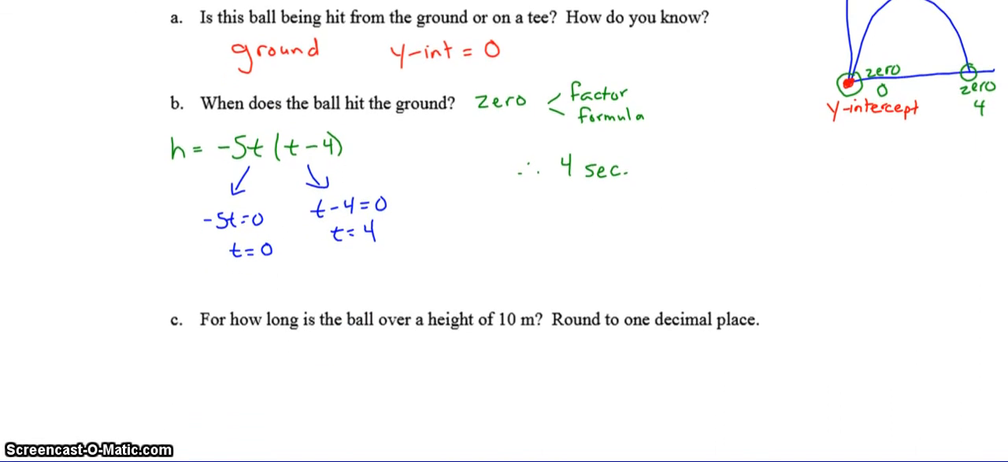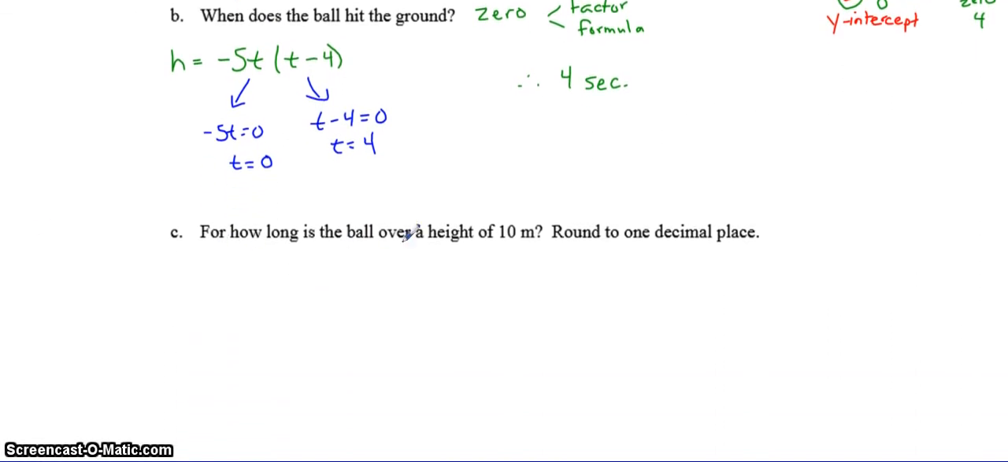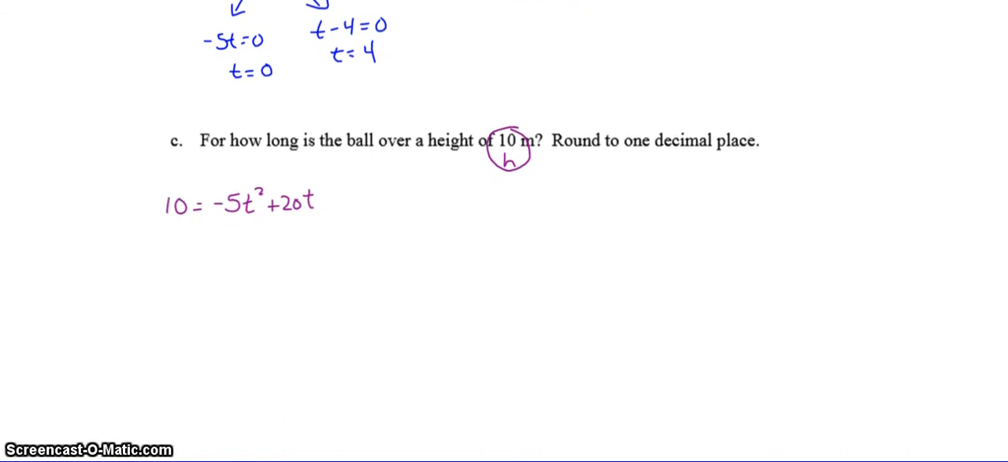For question C, it says how long is the ball over a height of 10 meters? In this case, that means we have to substitute 10 in for the height. So we have 10 equals negative 5t squared plus 20t. You can't do anything with your equation until it's in standard form, which means you have to subtract 10 from both sides.